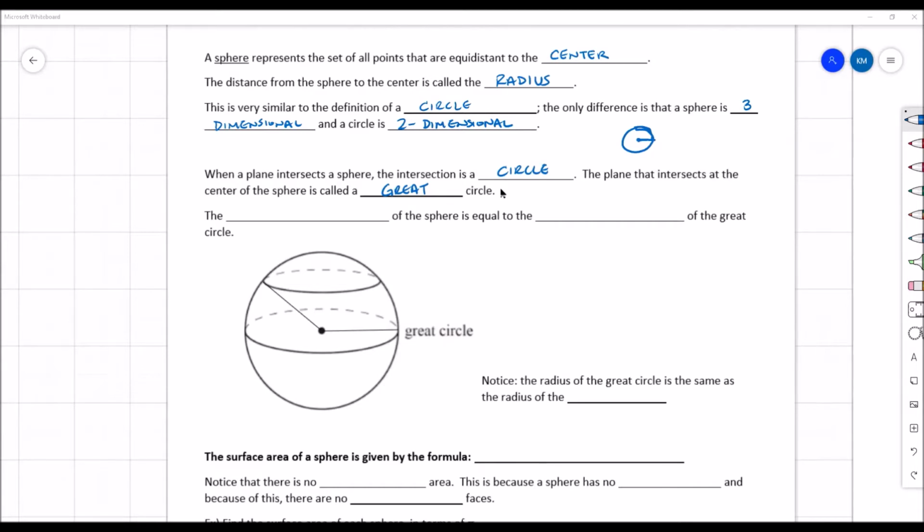Okay, the circumference of the sphere is equal to the circumference of the great circle. Again, notice that the radius of the great circle is the same as the radius of the sphere. We can see that here. Here's our great circle, the large circle. If we put a piece of paper through the center, okay, this radius of the great circle is going to be the same as the radius of the sphere.